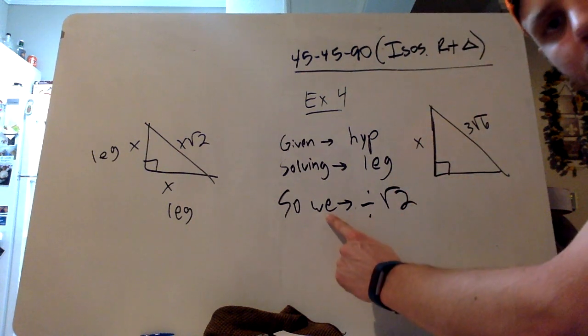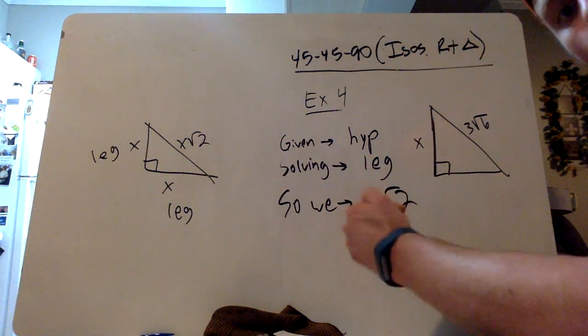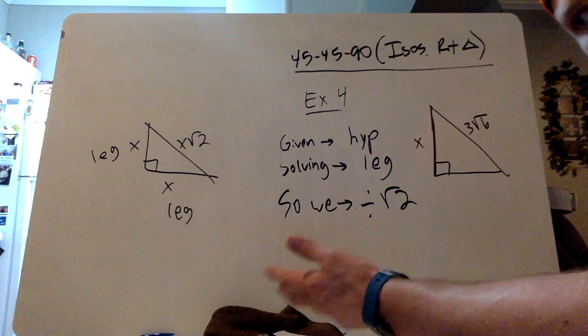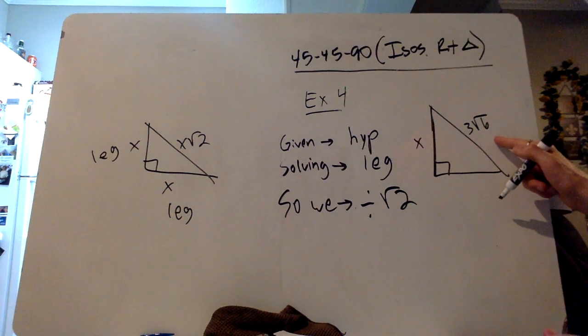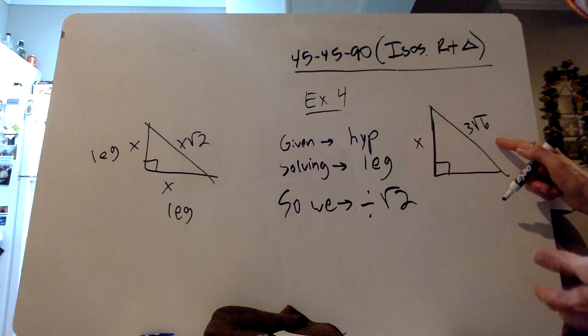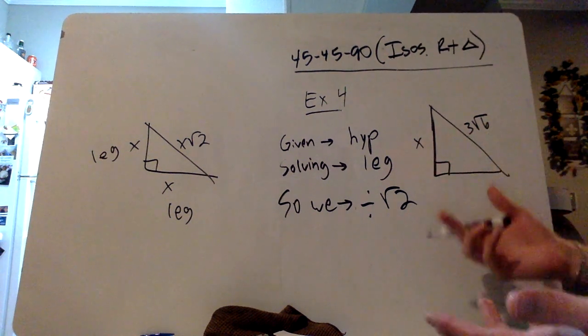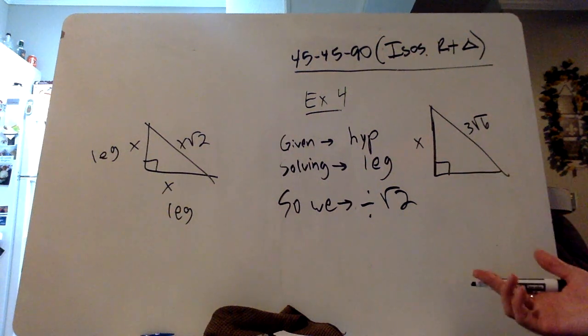Every single time, guys, this bottom step is either going to be multiplied by square root of 2 or divided by square root of 2. It just depends on if you're going from bigger to smaller. If you're going to the hypotenuse, logically, you're going to multiply, because multiplication makes things bigger most times. And if you're going from the hypotenuse to the leg, you're going to divide by square root of 2. So that's a way you can do it without memorizing the chart.